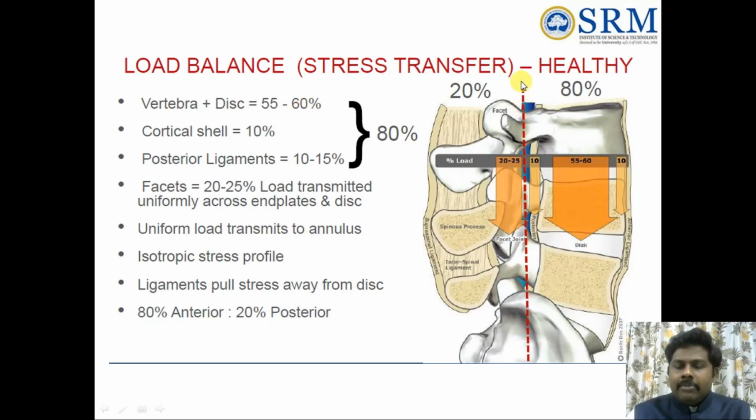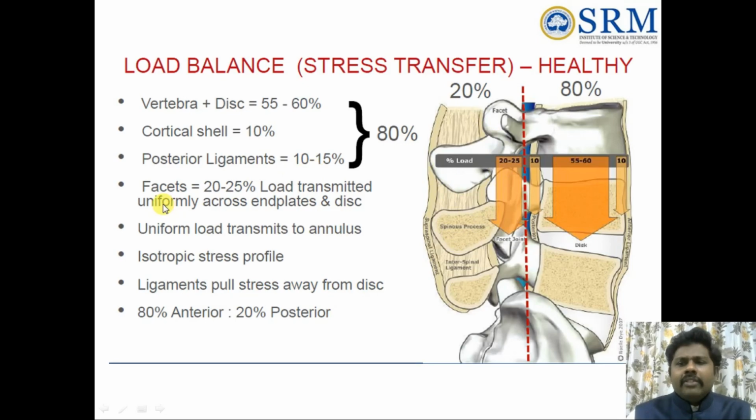That is why I am dividing this into two halves. This side I will call the anterior side, this side I will call the posterior side. On the anterior side 80% of the load is being transferred, and on the posterior side only 20% of the load is being transferred. So this is for a healthy spine. We need to understand this for the healthy spine. Here it is around 10% of the load, here it is around 55 to 60, here 10. So totally it is around 80, and the remaining 20 to 25 is carried by the facet and the remaining components.